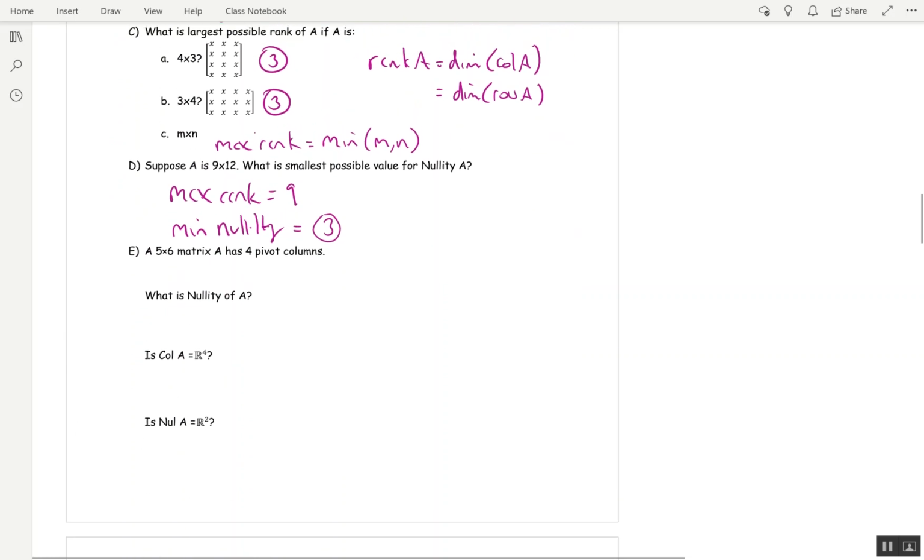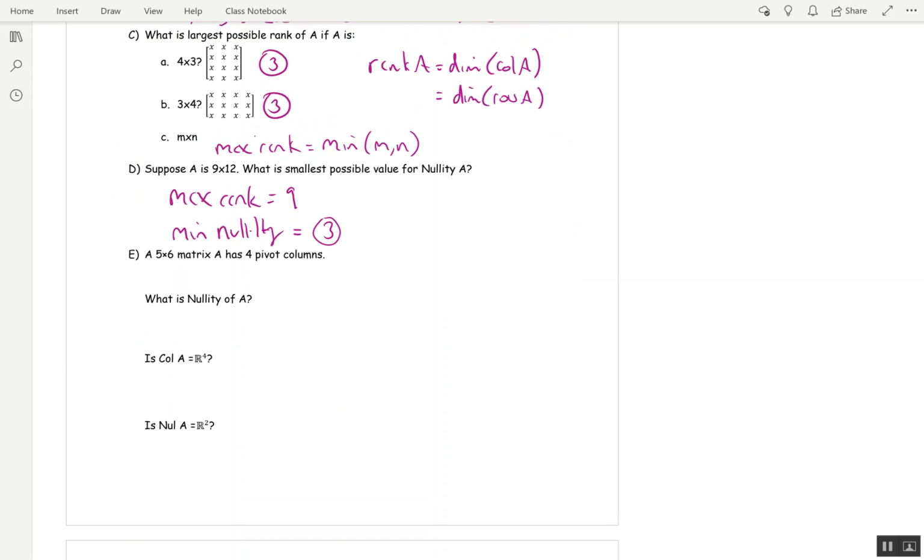Couple more of these. Suppose we have a 5 by 6 and it's got 4 pivot columns. So A is a mapping from R6 to R5. It's important to know where you're going from and where you're going to answer these questions. And the rank is 4 because we're told there are 4 pivot columns. Okay, what's the nullity? Well, rank plus nullity has to be 6. So the nullity is 2.